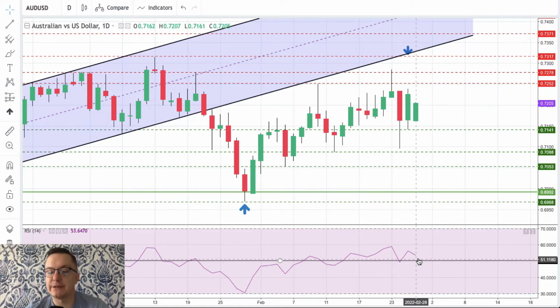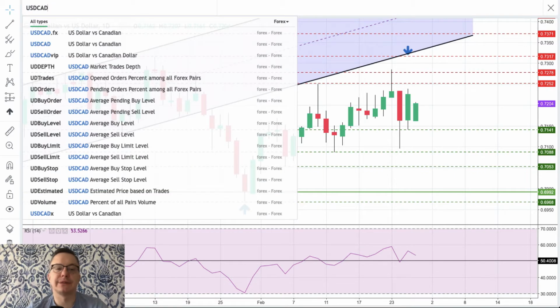Momentum is still positive, however it's not strong, 53 points only. The bulls are still in charge of this market. However, it's not that obvious anymore. Let's take a look at the US dollar to the Canadian dollar.